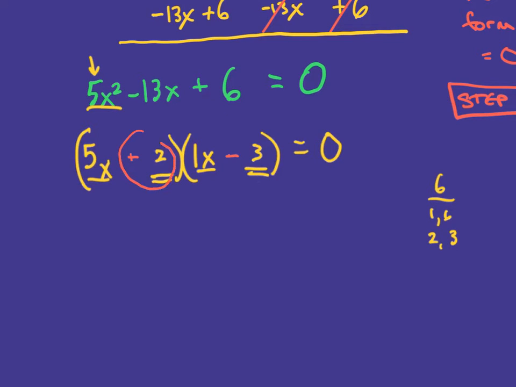What should happen with this term and this term is that they should still multiply to be positive 6. 2 and 3 do, but 2 and negative 3 do not multiply to be positive 6. They actually multiply to be negative 6. So this seems like it works out, but it actually doesn't. The signs either need to be both positive or both negative if you're going to get a positive 6. And they're not going to be both positive because we're going to add to be negative 13 in the middle. So this actually does not work out.